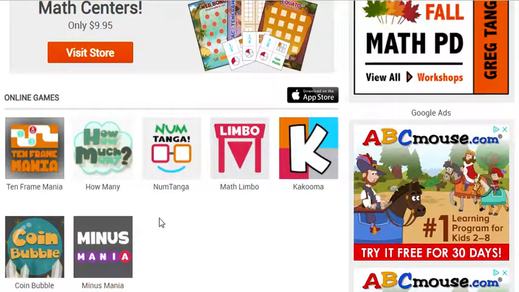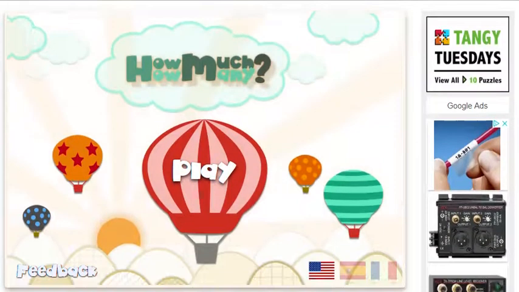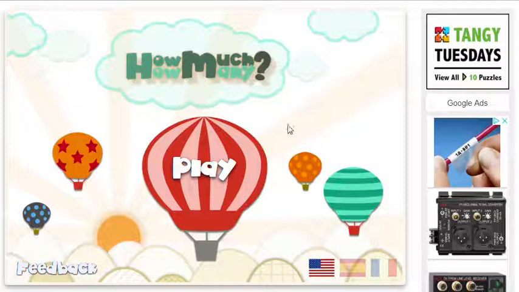Next, we're going to look at a game called How Much, How Many. This is a game that came to the Greg Tang online website last year. So students who have been familiar with this website for a couple of years may have played this game, or may not have very much experience with it. How Much, How Many is really a game where you are working on some efficient strategies for grouping in order to add amounts quickly rather than becoming just a counting thinker.